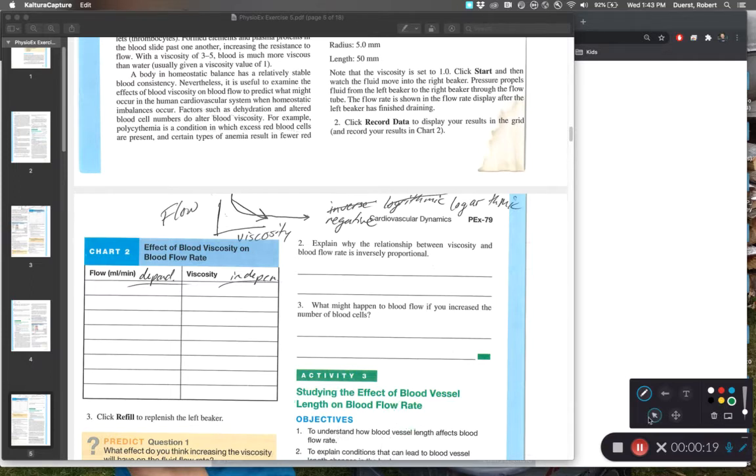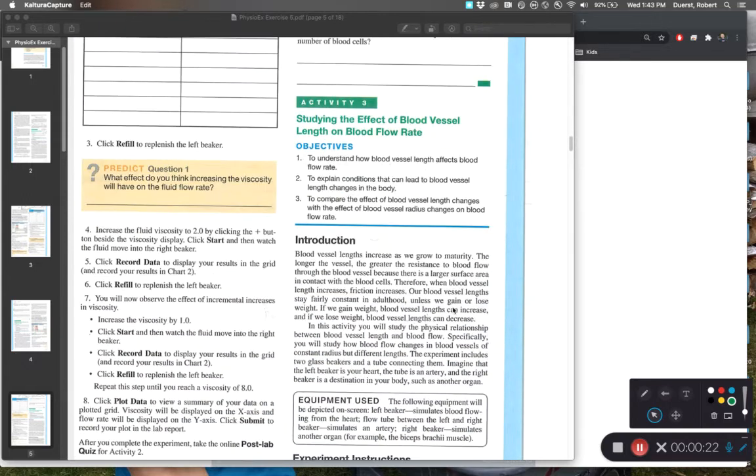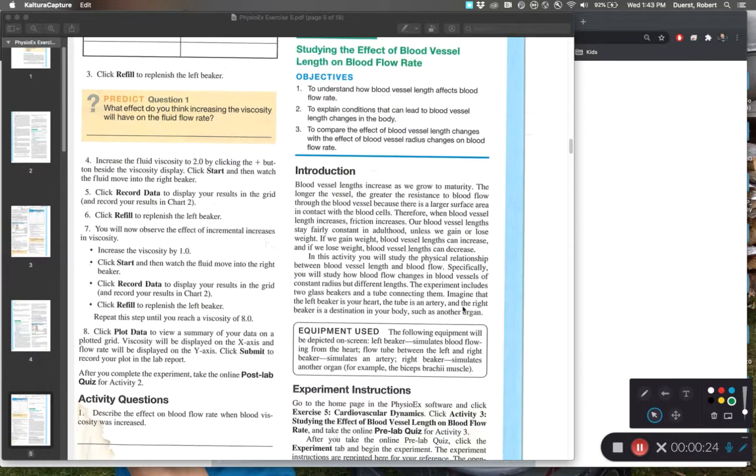So as we're working through this activity, there's our introduction that talks about how blood vessel length changes. Generally speaking, as we have longer blood vessels, we have more fluid friction, and that increases peripheral resistance and makes the flow rate go down.